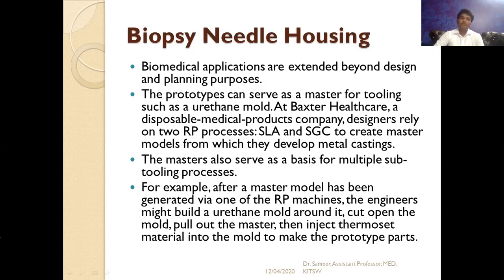One of the methods to make a master is to generate this model via one of the RP machines, as mentioned earlier. It can be SLA or it can be SGC. Engineers might develop a urethane mold, and when they cut that mold, the master pattern is pulled out. Now we can inject the thermoset material into the mold to make other prototype parts.